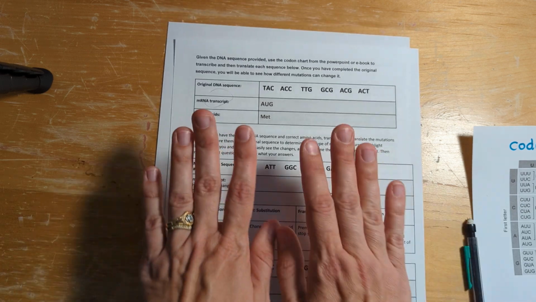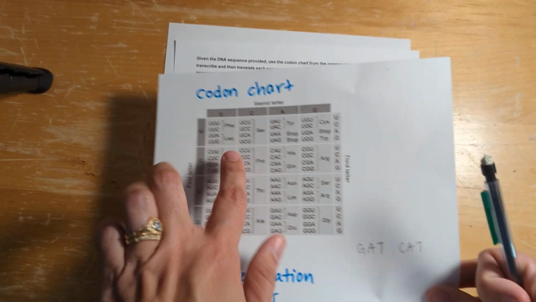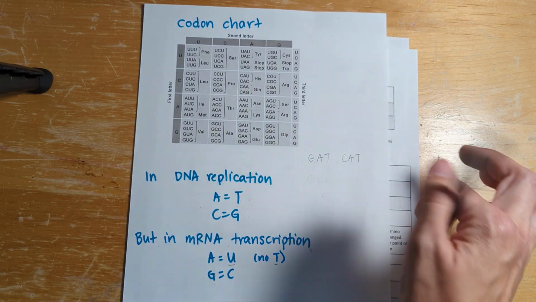Then we start back here. Before we dive into the assignment, let's do a quick review. I printed out a codon chart. You don't have to print one out. I just printed one out so you can see it.